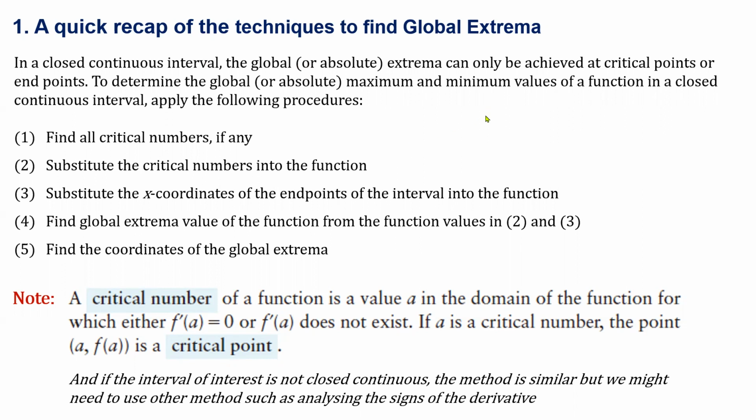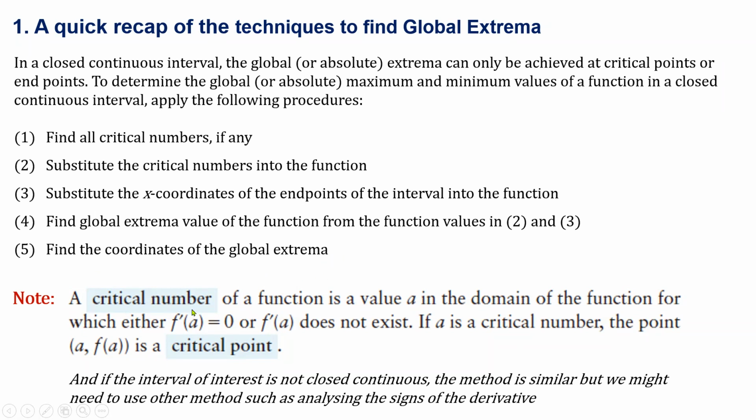apply the following procedures. First, we find all the critical numbers, if any. Then substitute the critical numbers into that function. Then substitute the x coordinates of the endpoints of the interval into the function. Then find the global extrema values of the function from the function values in step 2 and step 3. Remember that the global or absolute extrema can only be achieved at critical numbers or endpoints, right? Then find the coordinates of the global extrema.